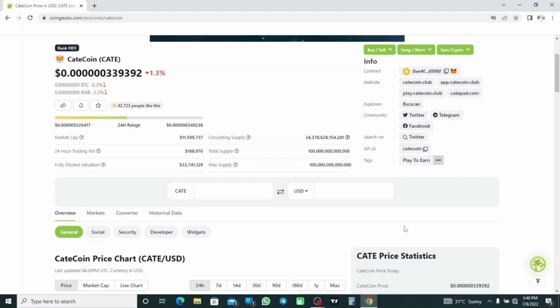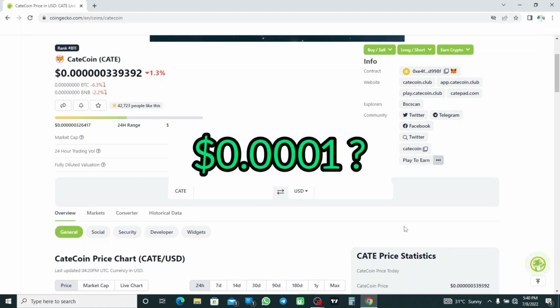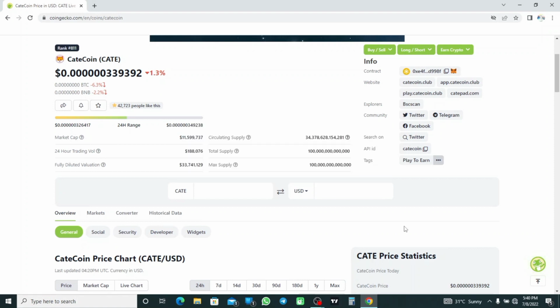This is AG Update. So guys, in this video we are going to talk about CateCoin. So how much are you going to get if CateCoin is to hit a price of 0.301? Well, in this video we are going to find out with the help of math.